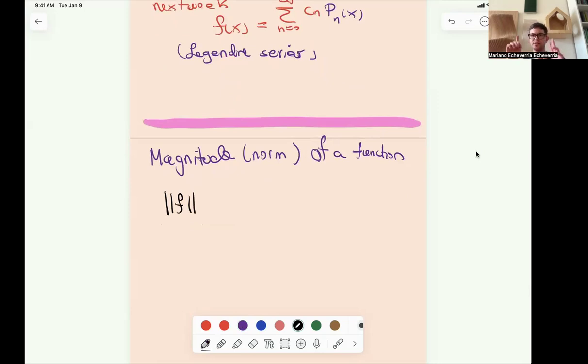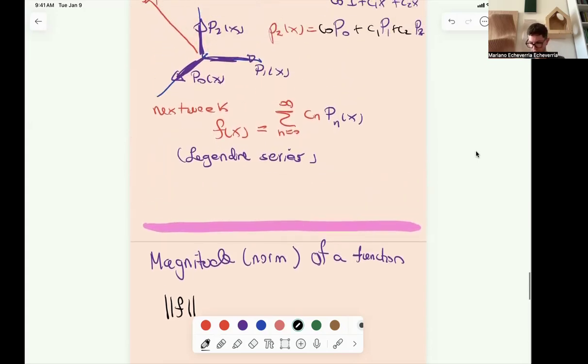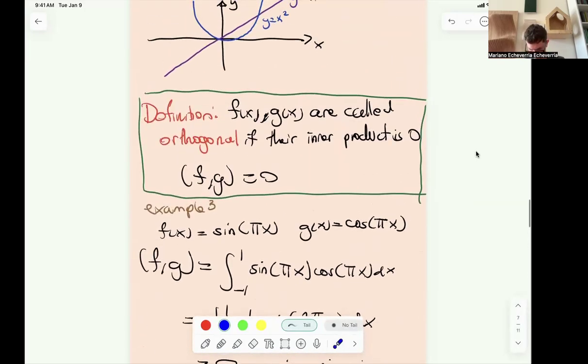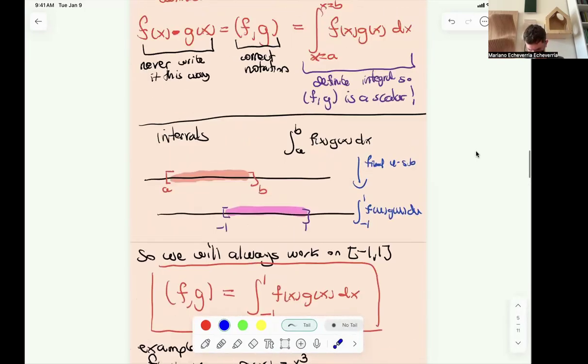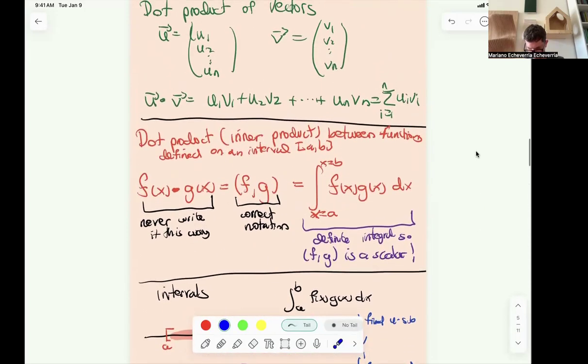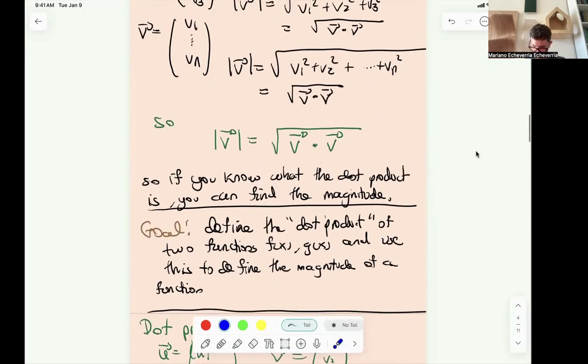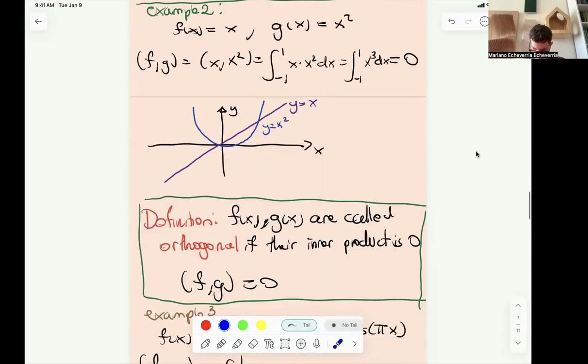So again, the magnitude of a function. I'll put two absolute values to distinguish it from just the absolute value of the function, because it's not the absolute value of a function. Where did I write it? Oh, the magnitude of a vector was the square root of the dot product of the vector with itself. So by analogy, the magnitude of a function would be the square root of the inner product of a function with itself.